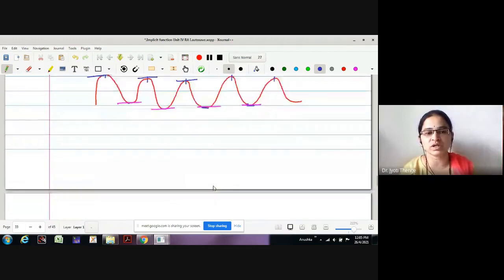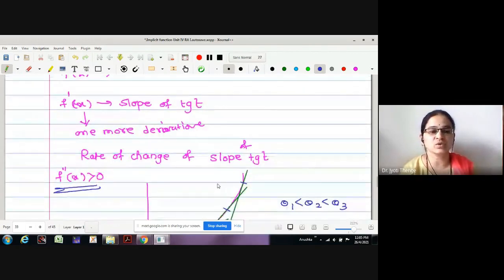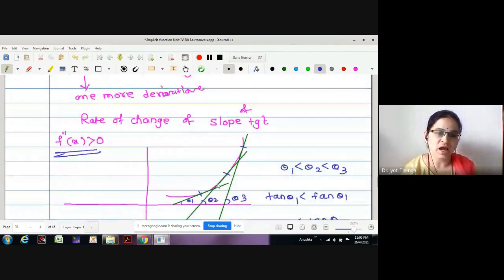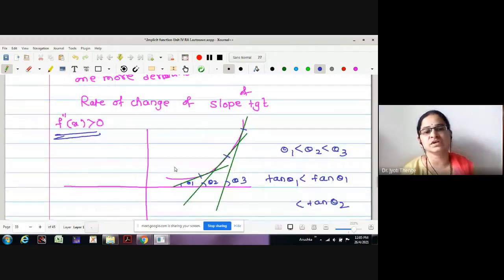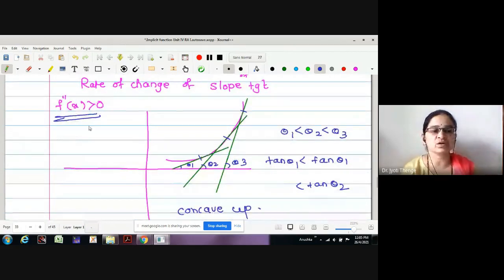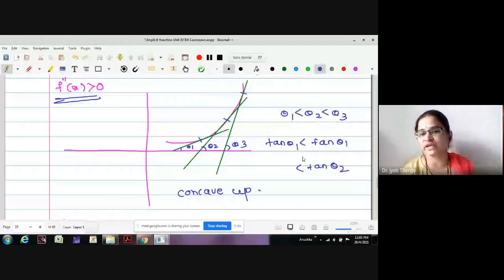In order to understand what the sufficient condition is, we should try to understand the geometry behind the concept. First we will try to understand why we are finding the second order derivative. In the last lecture, we saw that whenever the second order derivative of a function is greater than 0, the nature of the curve is concave up. The reason I told you is that the angle of inclination goes on increasing. As the angle of inclination increases, the tan ratio increases, that is, the slope of the tangent goes on increasing. So that's why the nature is concave up.